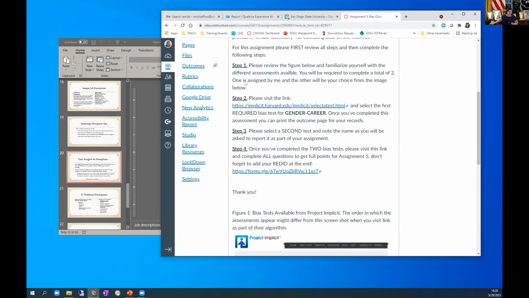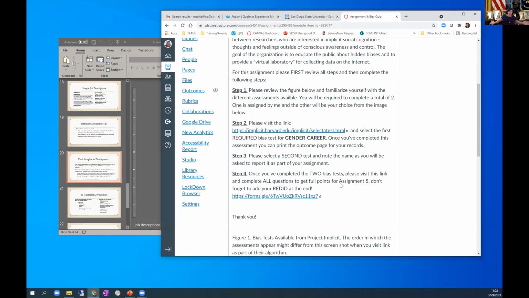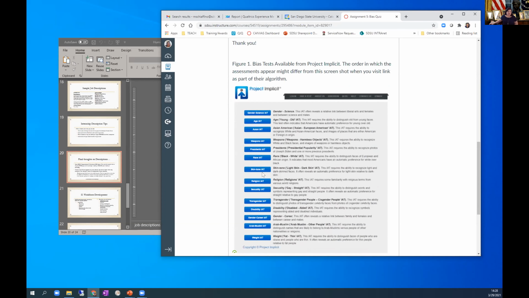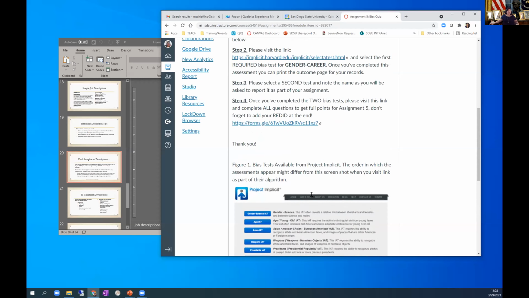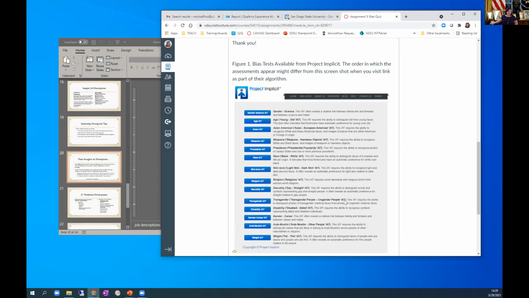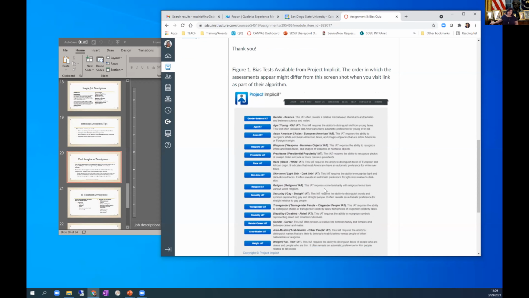What I've assigned you, and please read all the steps before you actually do anything, is the gender science, gender career bias test. That one you have to do. And then you have to do a second one of your choosing. You can see that there's all kinds of them, and I've done most of these and have found some really interesting results.